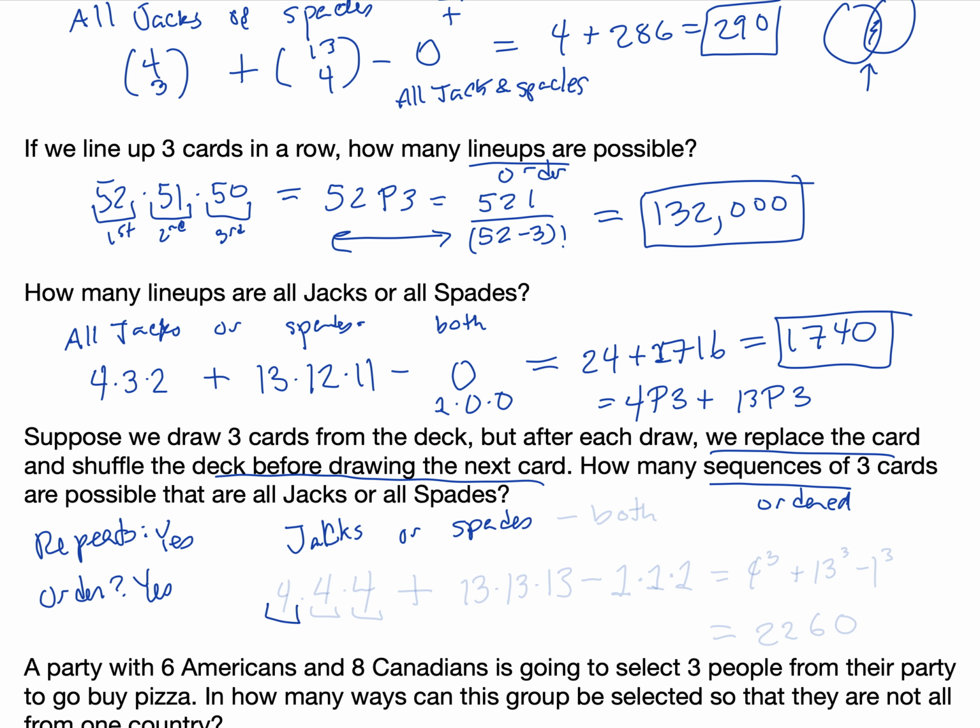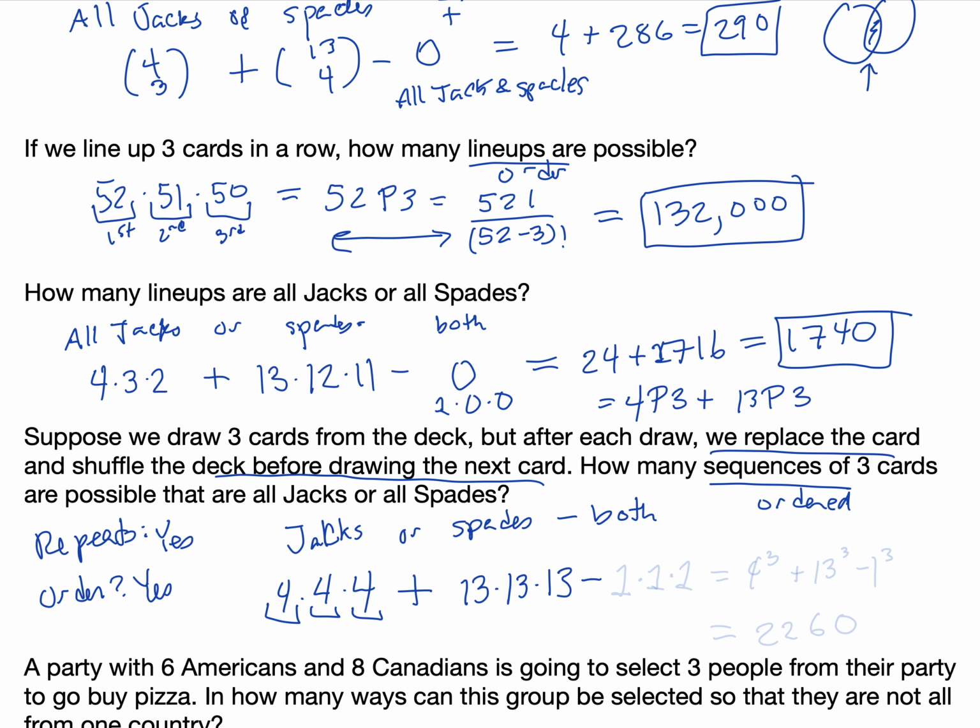The first card, there are 4 possibilities for that first card being a jack. And then we replace and shuffle, so we could technically draw that same card again. So this is 4 to the third is the number of ways that they could all be jacks, plus there are 13 ways for the first card to be a spade, 13 ways for the second, and 13 ways for the third, again because there's replacement. Now we want to subtract off both with the inclusion-exclusion principle because we want to avoid double counting.